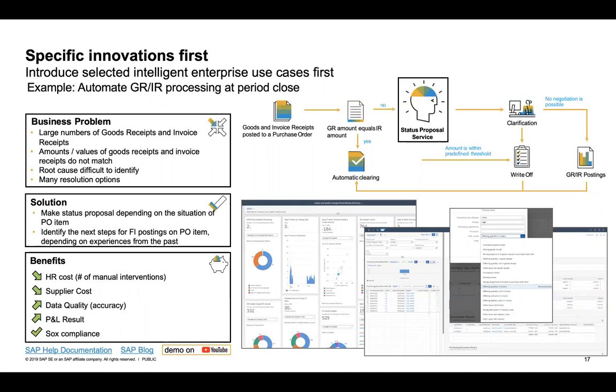But you can pick one of these and use it as a way to say, okay, we're bringing something new, something really flash, something of high value. And again, use that as a way to encourage other parts of the business to move along a little bit. So this is one of the scenarios, which is the automated goods receipt, invoice receipt, reconciliation. So, an interesting one.